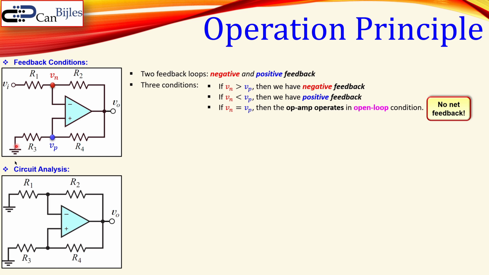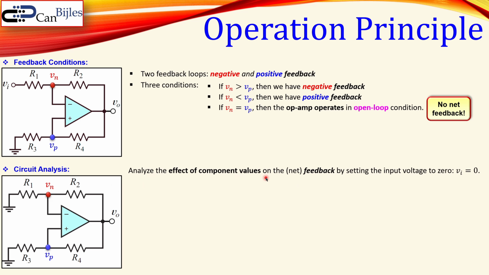It is just arbitrary. Now if you look at this situation where you don't have an input, and again placing this Vn and Vp node, what happens here and in what condition do you have a negative feedback and a positive feedback in total? So analyze the effect of the component values on the feedback situation by setting the input voltage here to 0. So that means if you want to have a negative feedback, the Vn must be larger than Vp. That is the condition we just discussed, for negative feedback.